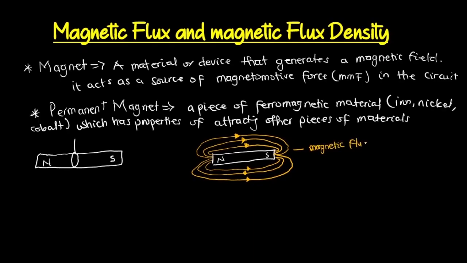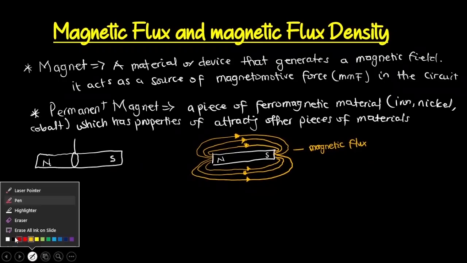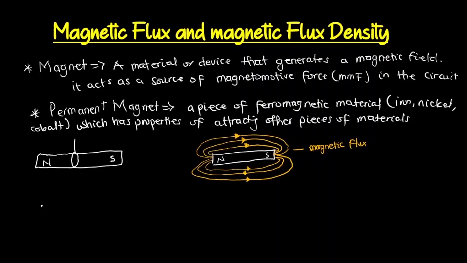Okay, this is the magnetic flux, and the area around where the magnetic flux is felt is what we are calling the magnetic field. Now what happens if we have two magnets close to each other, with the like poles together and then the unlike poles together? So let's look at case 1.